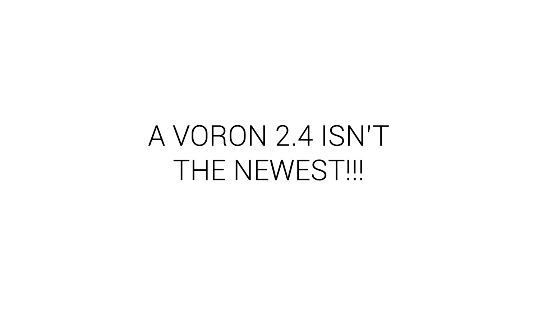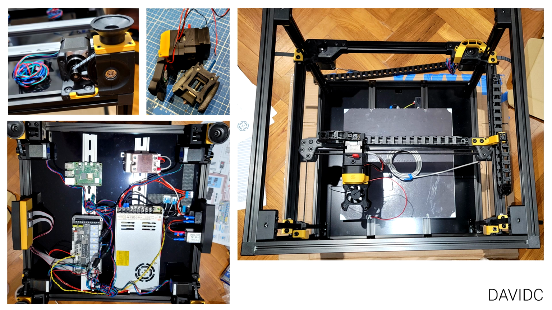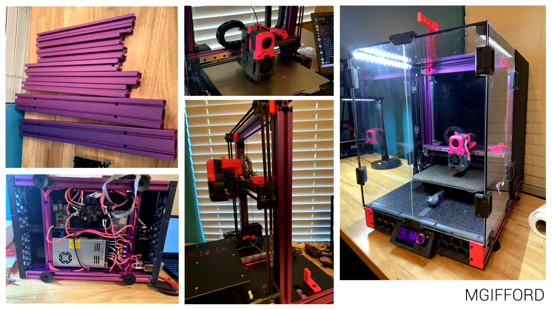In the previous video, I implied that a Voron 2.4 is a newer version of the other models, but as people correctly pointed out, each Voron model is unique. And I know this because one of my patrons is building a Voron 2.4, and another in the past has built this awesome Core XZ switchwire. Sorry for any confusion.